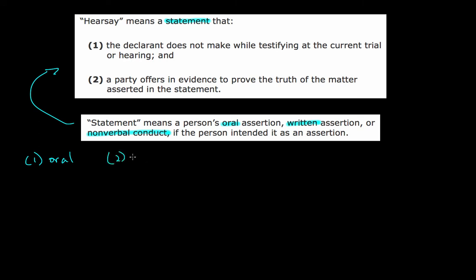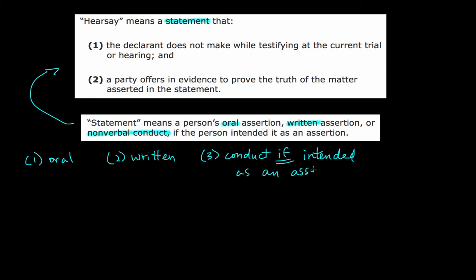All right, a statement can also be a written assertion. So let's say Bob comes in from outside, we ask him if it's raining, and he writes down on a piece of paper, yes, it's raining outside. That's a written assertion, and so that too would constitute a statement. And the last thing that can be a statement is nonverbal conduct. Conduct can be a statement, but only if that conduct is intended as an assertion.